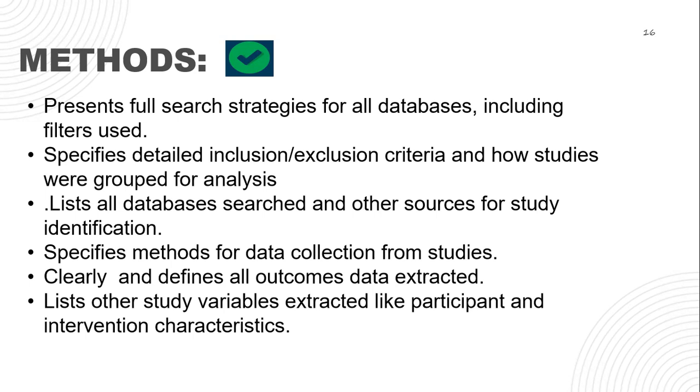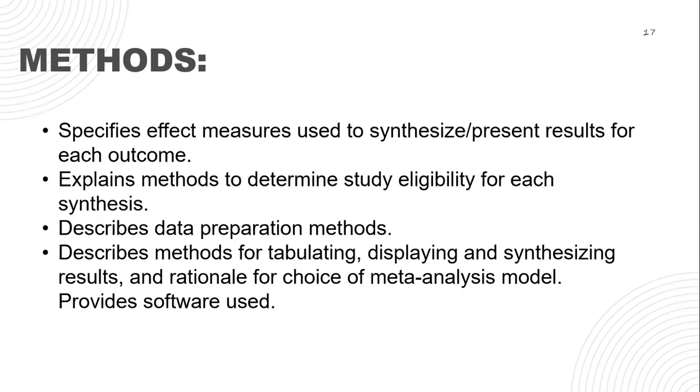So in this systematic review, the methodology presents the full search strategy for all databases, including filters used, specifies detailed inclusion and exclusion criteria and how studies were grouped for analysis, lists all the databases searched and other resources for study identification, specifies methods for data collection from studies clearly and defines all outcome data extracted, lists other study variables extracted like participant and intervention characteristics, specifies effect measures used to synthesize and present results for each outcome, explains methods to determine study eligibility for each synthesis, describes data preparation methods, describes methods for tabulating, displaying, and synthesizing results and the rationale for the choice of meta-analysis model, and provides the software used.